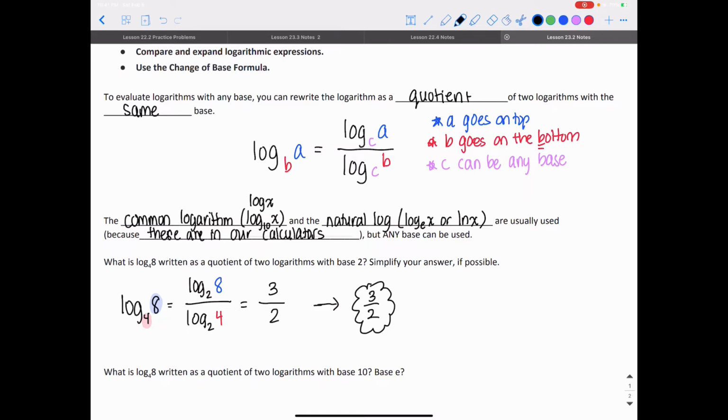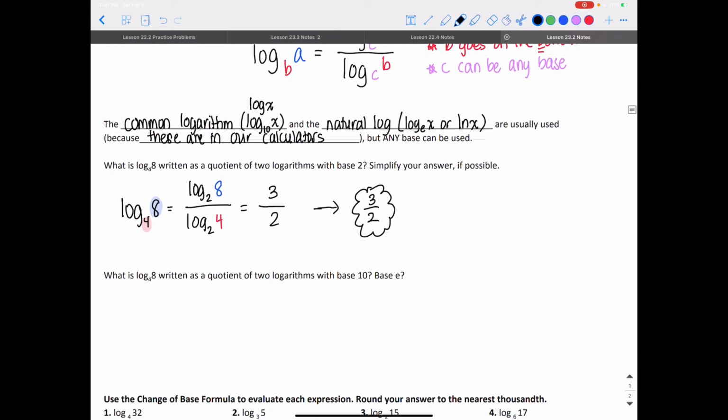Okay, but most of the time, we convert to base 10 or base e. I've already said this many times, and I'm going to go over that now. So what is log base 4 of 8 written as a quotient of two logarithms with base 10? Let's do base 10 first. That's log of x in our calculator. This is the common log, in case you forgot.